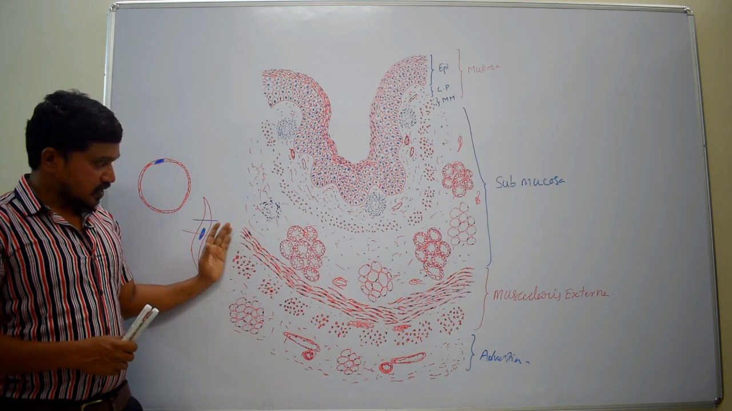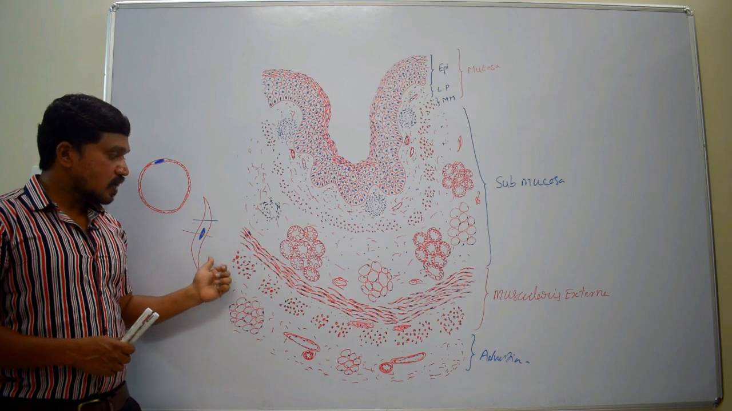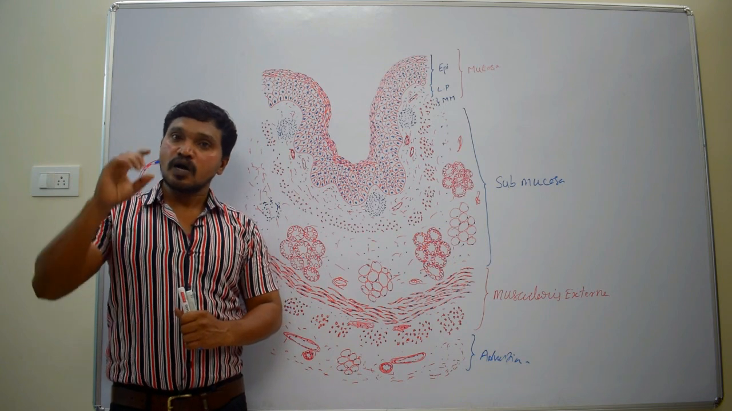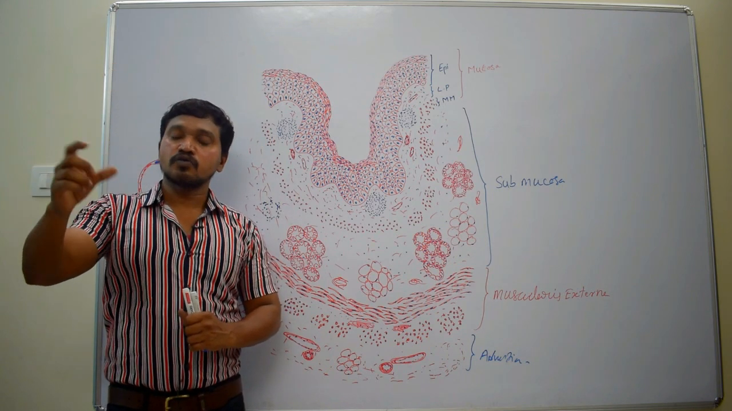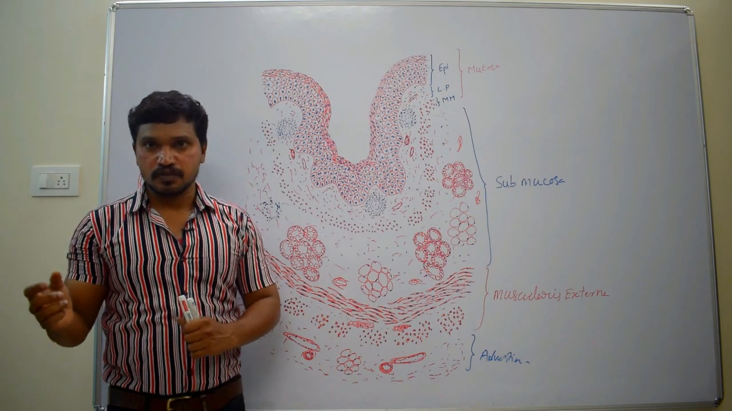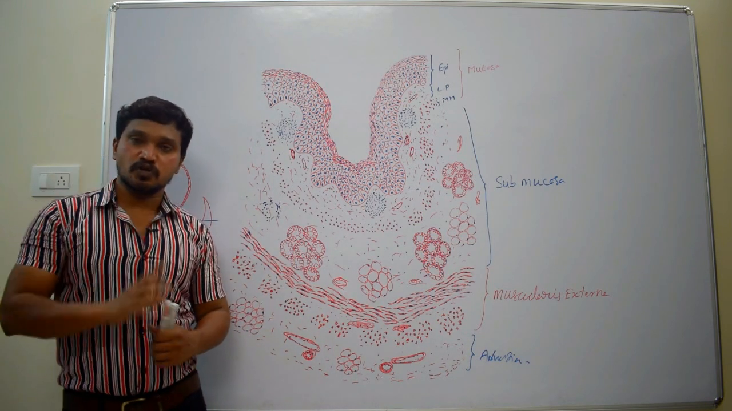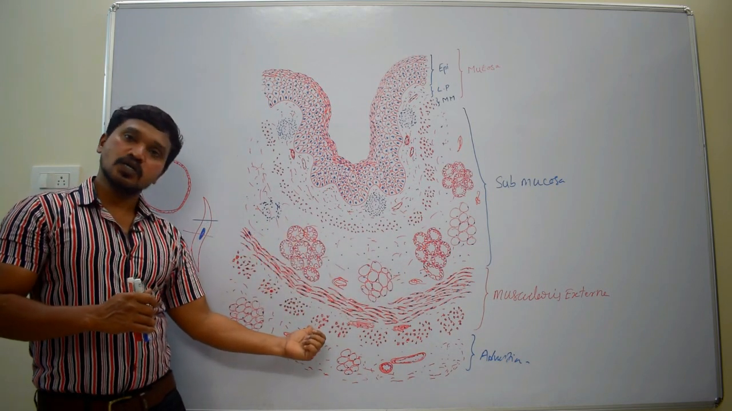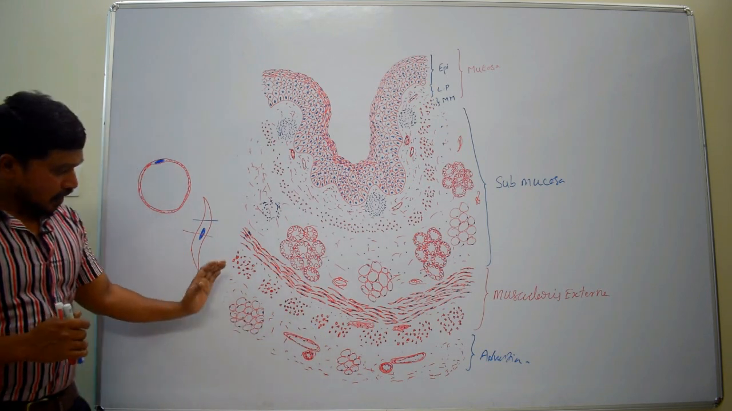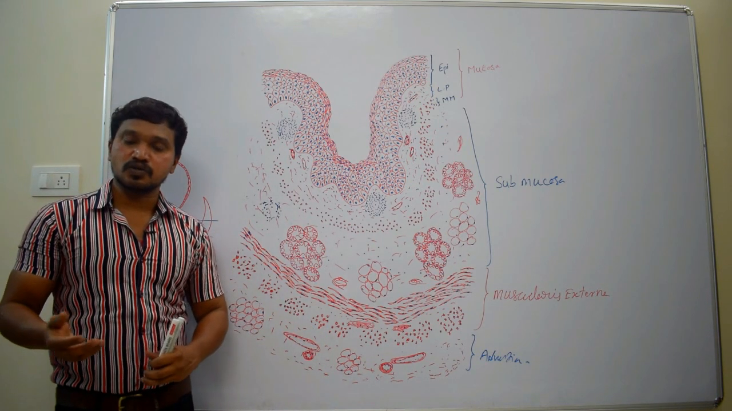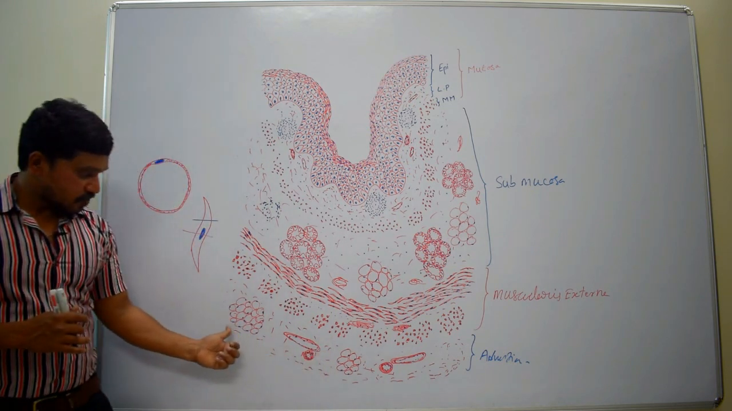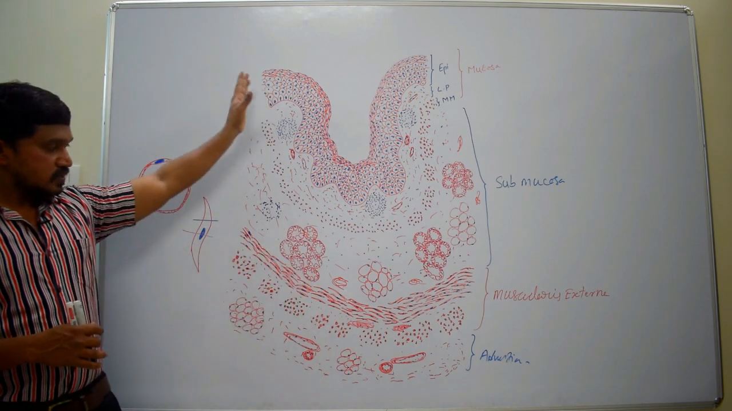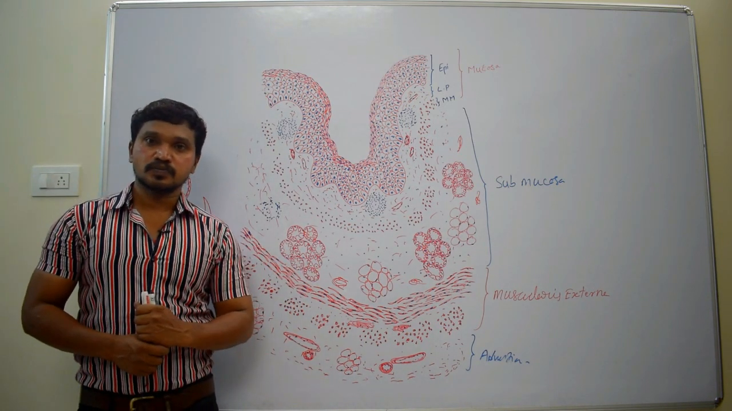Then muscularis externa. Muscularis externa is made up of inner circular and outer longitudinally arranged muscle fibers. In the upper part of the esophagus, we can find skeletal muscle fibers. In the middle part, we can find both smooth muscle fibers and skeletal muscle fibers. But in the lower part, only smooth muscle fibers. Those are inner circularly arranged smooth muscle fibers and outer longitudinally arranged smooth muscle fibers. Then adventitia. Adventitia is made up of fibrous tissue, that means connective tissue. Here we can find some amount of fat, blood vessels and nerves. So this is the structure of the esophagus. That is it for this session.